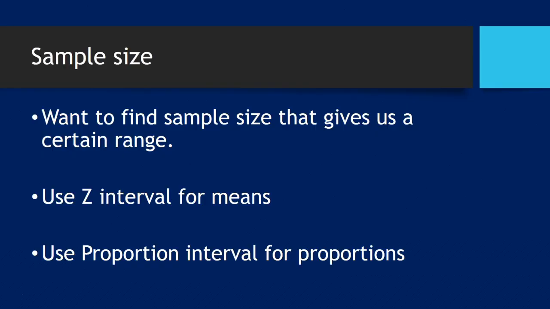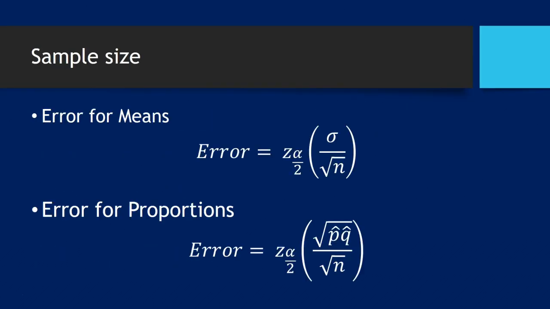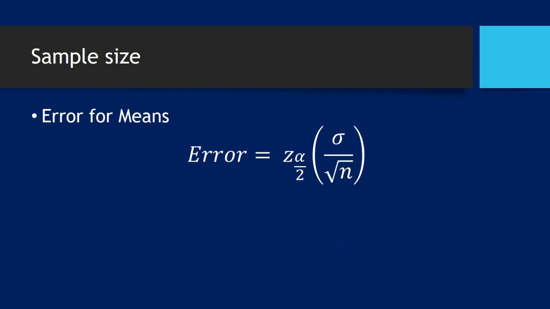Now, what that looks like is this. I can forget about the actual point estimate when I'm talking about sample size, and I can just focus in on the amount of error that we've built in. So when we're dealing with means, you go back to that z-interval. The part of the z-interval that's the error is z of alpha over 2 times sigma over square root of n. And for proportions, the error is the z value times square root of p hat q hat divided by square root of n. So let's start out with this one.